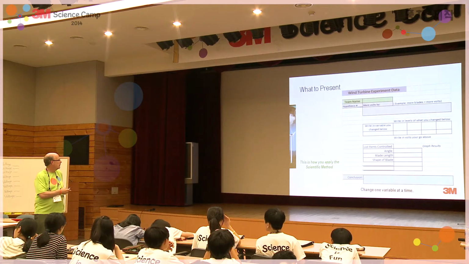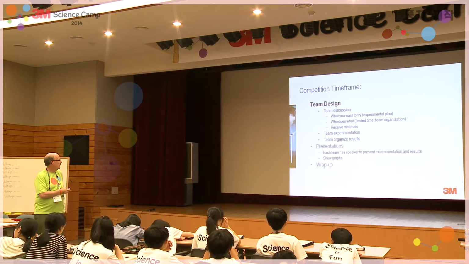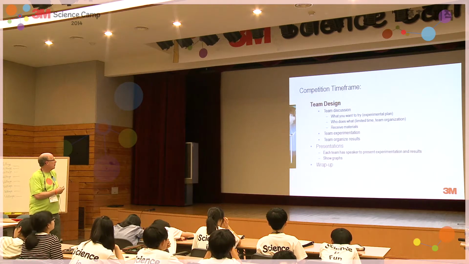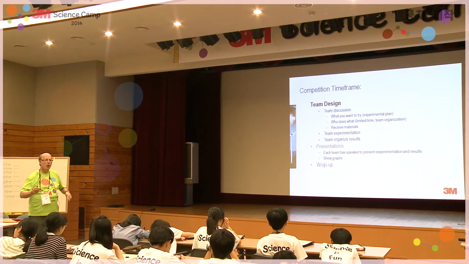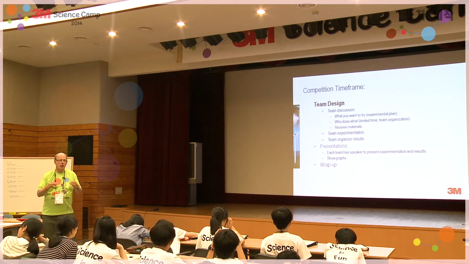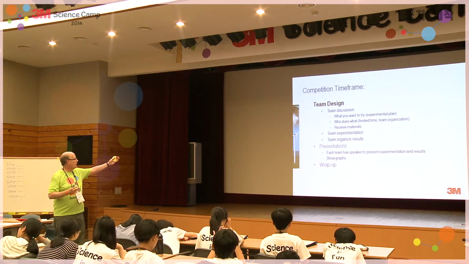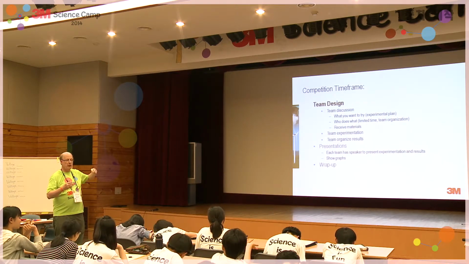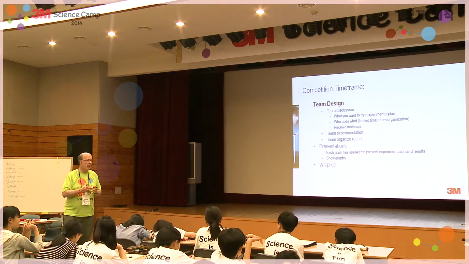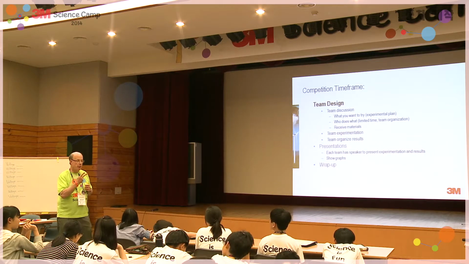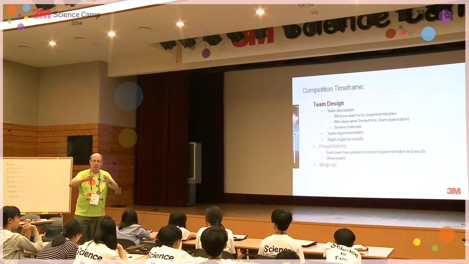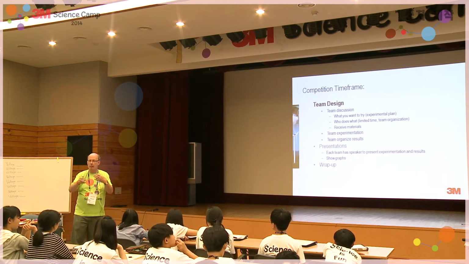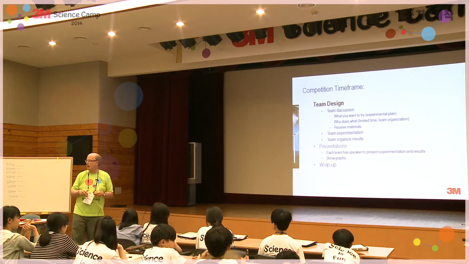Okay. So, when you go to your tables, you want to discuss with your team what variables you want to try and who's going to do what within your team. You want to have maybe at least two people cutting the blades out so you can try many different blade shapes.